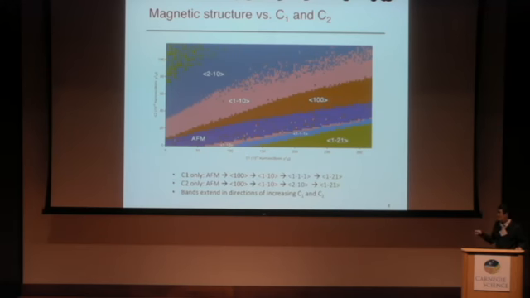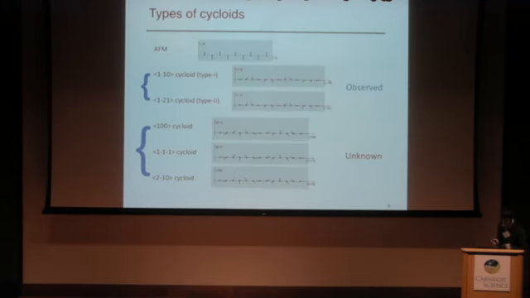On the other hand, if we keep C1 at 0 and increase C2, we will have the AFM, then the 1, 0, 0 cycloid, 1, minus 1, 0, then there's another one, 2, minus 1, 0, and then 1, minus 2, 1. We also see that for each magnetic configuration, it forms some shape of bands. And these bands extend in the direction of increasing C1 and C2. So not that way, but this way.